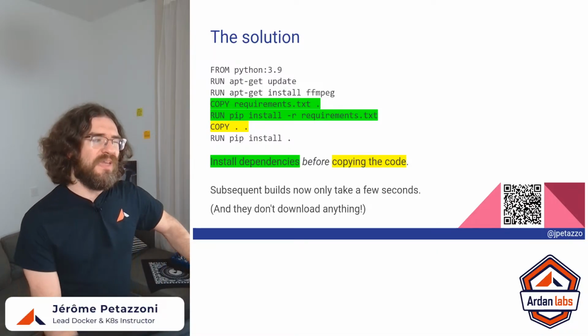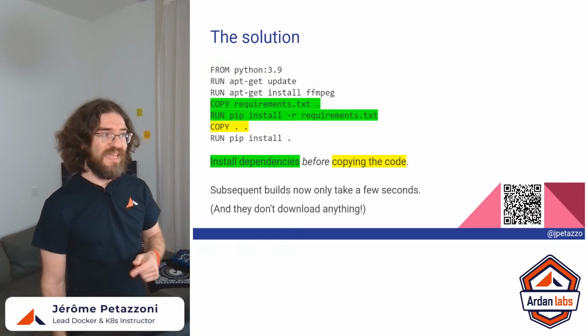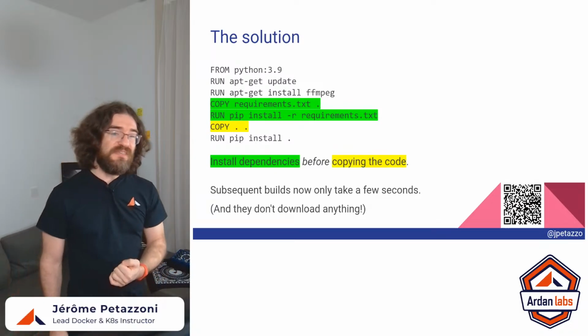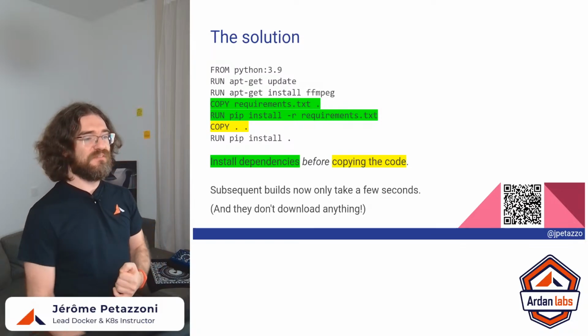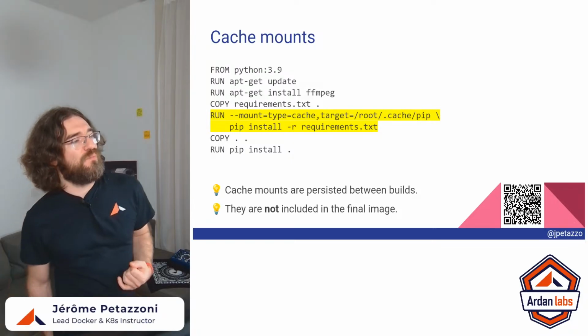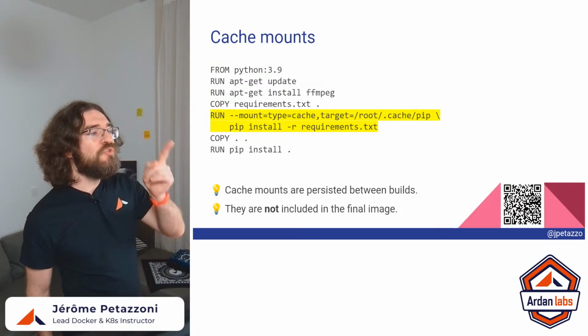So we're like, okay, can we do better? Is there a way to tell Docker, hey, I see that you're downloading a bunch of packages here. Is there a way to not re-download everything every single time? Well, there is a way. And that way is to use a BuildKit cache mount, and it's going to look like this.